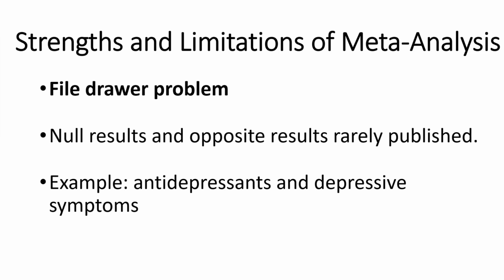And so a fantastic example of this is looking at studies of antidepressants and how they improved depressive symptoms. In this one meta-analysis, they went the extra mile and actually contacted researchers and asked for all of their data, whether published or unpublished. So they looked at 74 studies. 38 of them showed positive results, 24 showed negative results, and 12 were somewhere in the middle.